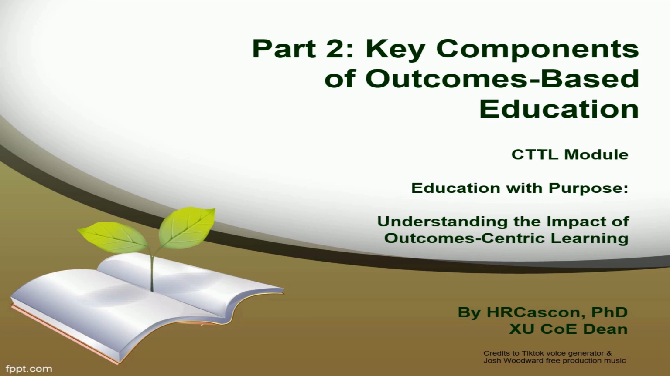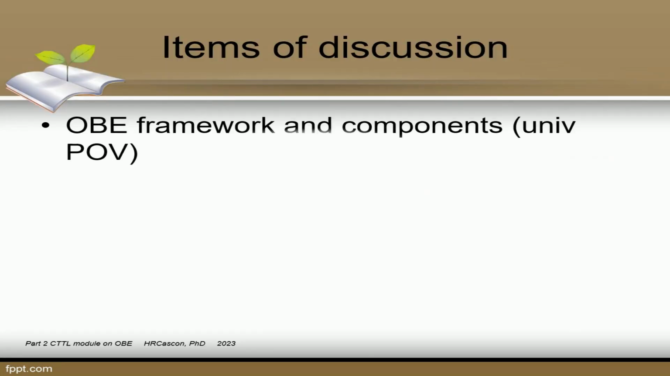Hello everyone, and welcome to part 2 of the CTTL module entitled Education with Purpose, Understanding the Impact of Outcome-Centric Learning. For this part, we will cover the key components of outcomes-based education. Within this installment of the module, we will cover the OBE framework and components from the holistic point of view, the point of view of the university.